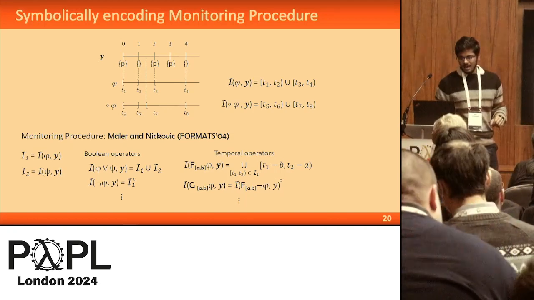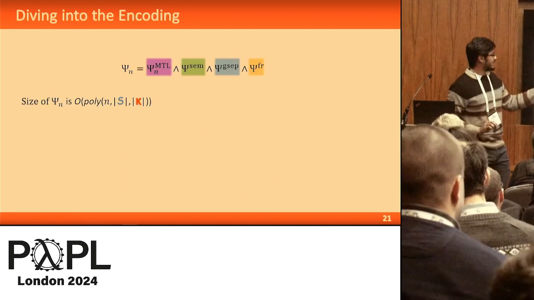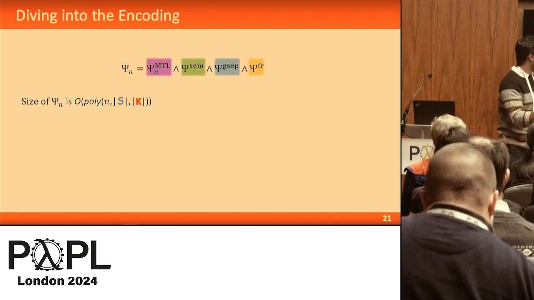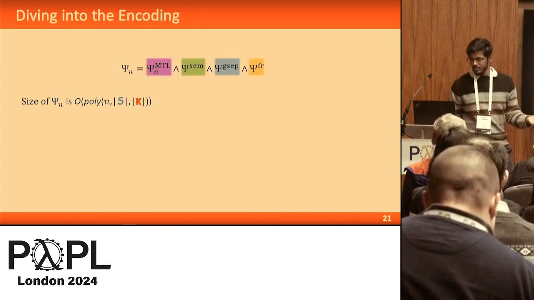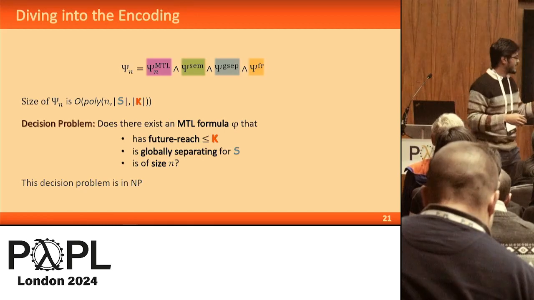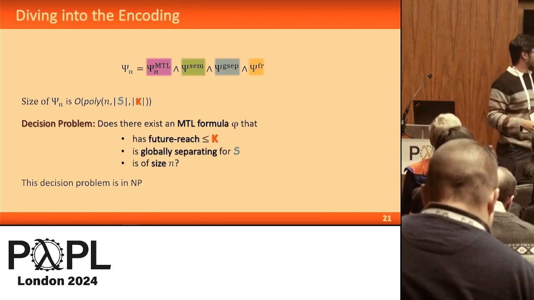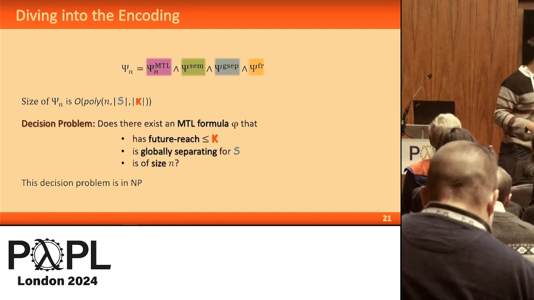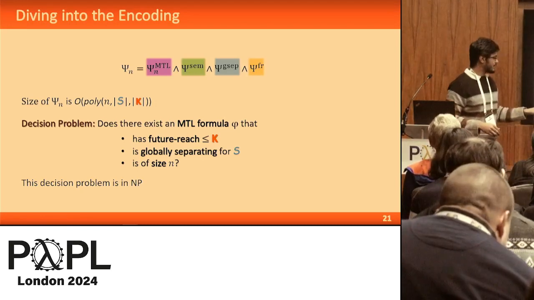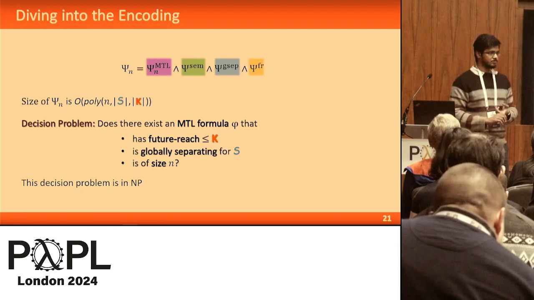So overall, our formula that we construct is polynomial in the size of the prospective formula, the sample, and the future reach bound. Which means if we want to check whether there exists an MTL formula which satisfies the future reach bound and is globally separating for S and also has a size n, this problem is also in NP.